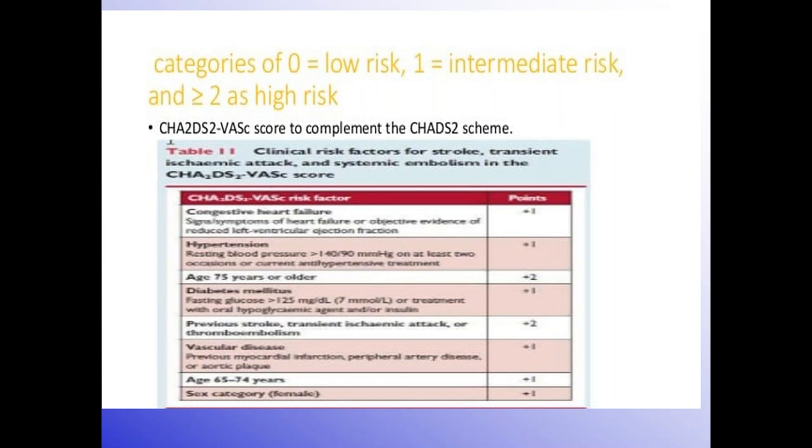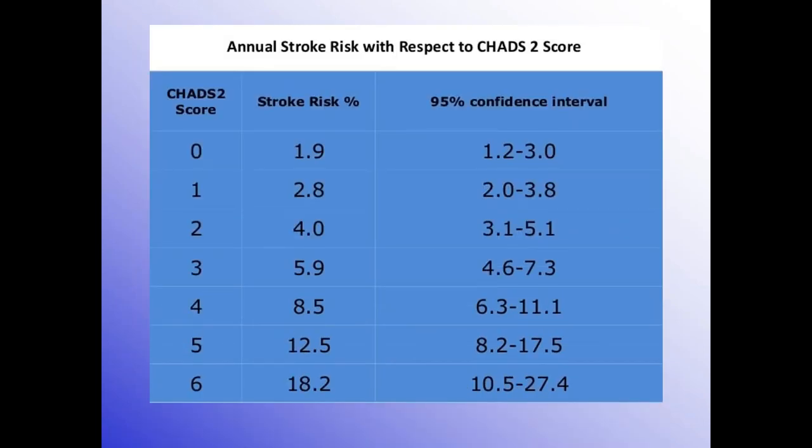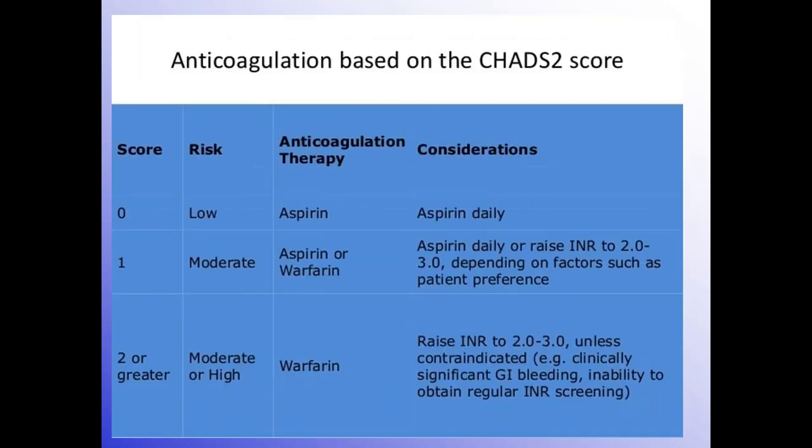You have a score for each. Congestive heart failure has a score of 1, hypertension has a score of 1, and age more than 75 has a score of 2. Now, as you calculate the CHA2DS2 score, you will be able to know the risk score. For a score of 0, it is 1.9. For the maximum score, it is 18.2. Very, very important. So depending on that, you can start your anticoagulation.